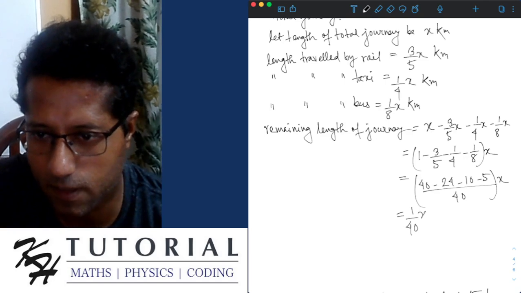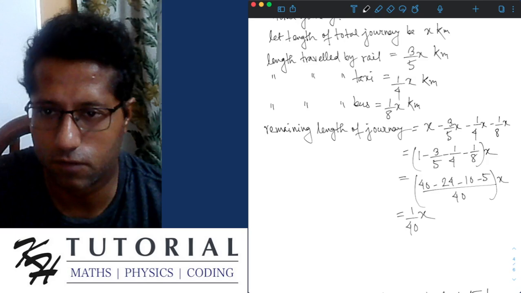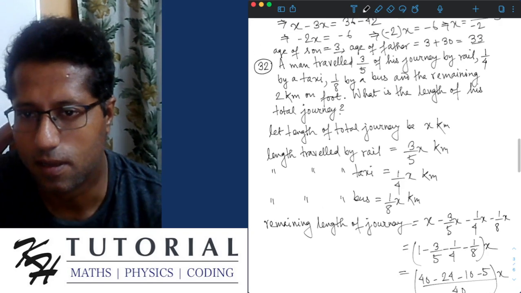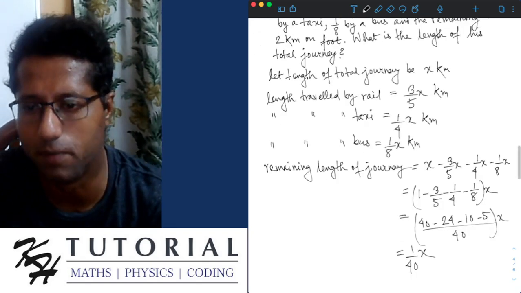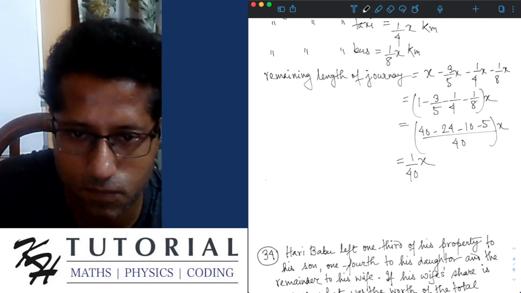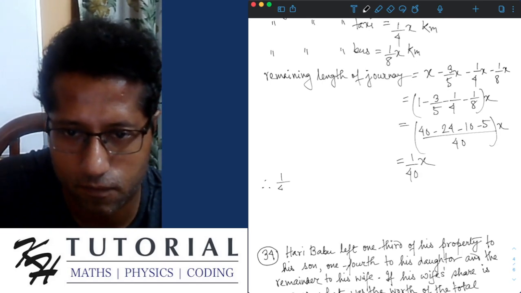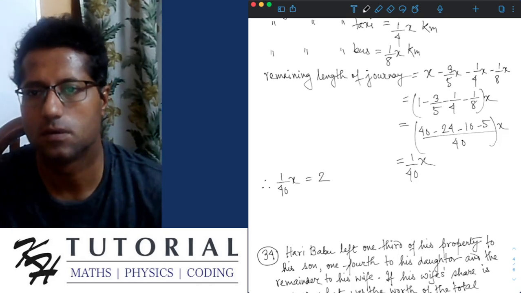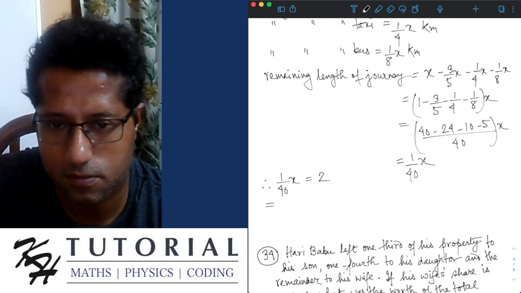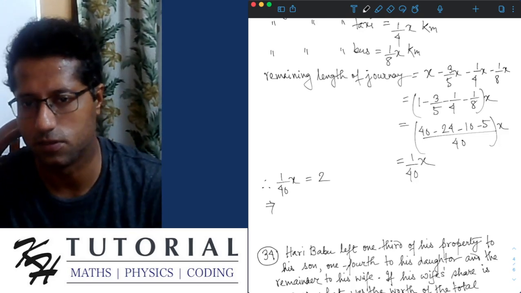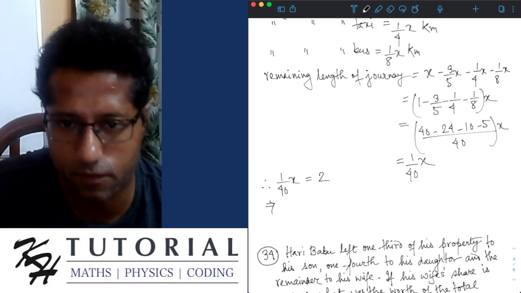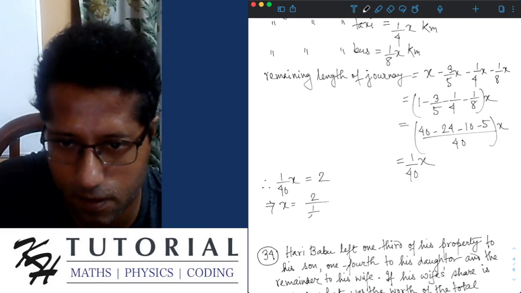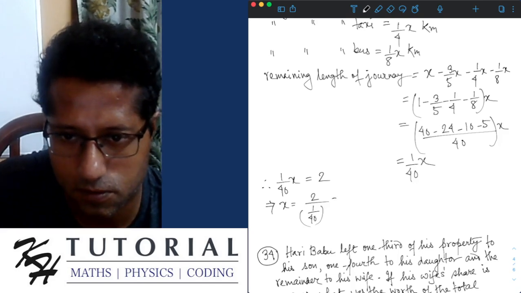So the remaining length of the journey has come out to be 1/40 x, and this remaining length of journey the man has travelled by foot, which is given to be 2 kilometer. Therefore we can say that 1/40 x equals 2. So we have formed the linear equation, x by 40 equals 2, and from here we can say that x equals 2 divided by 1/40, this is 80.